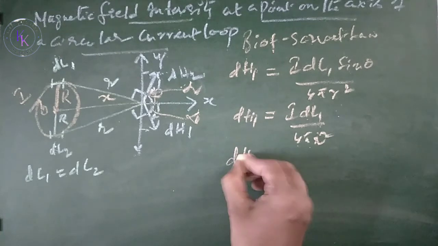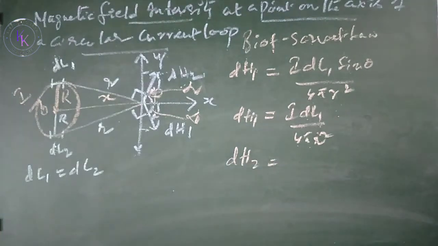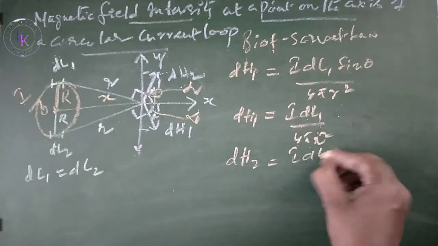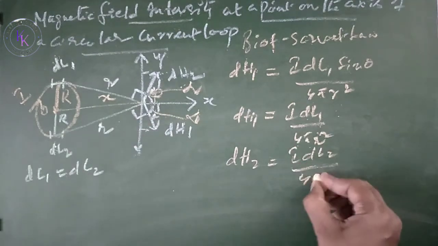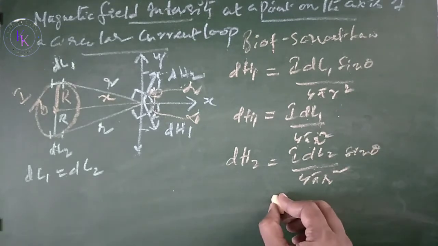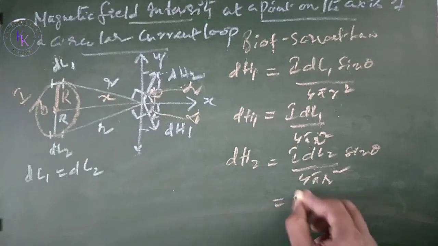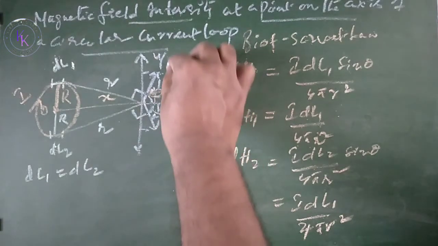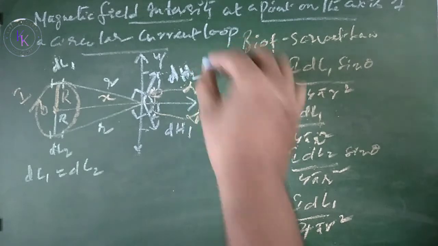Similarly, dh2 is the magnetic field intensity due to dl2 at point P, given by I dl2 divided by 4 pi r square sin theta. Theta is 90 degrees here also, so this is I dl2 divided by 4 pi r square. By the right hand screw rule, this is the direction of dh2 and dh1.